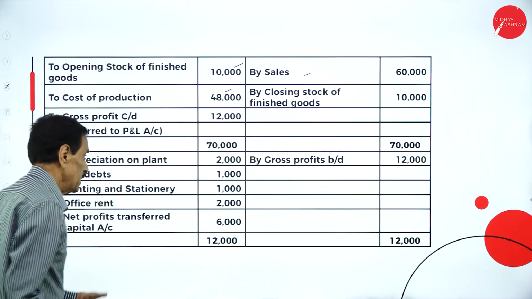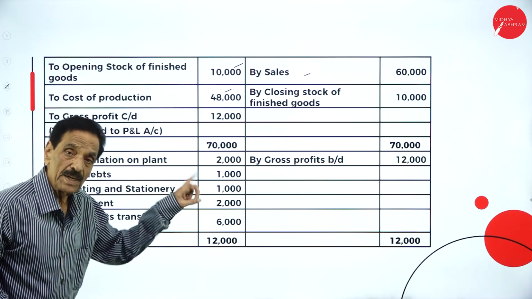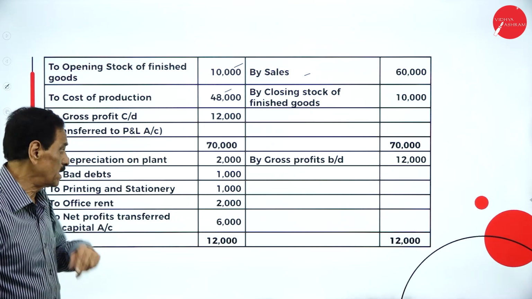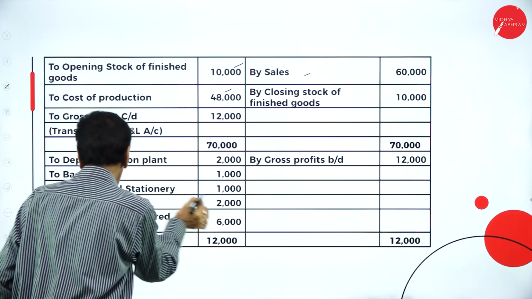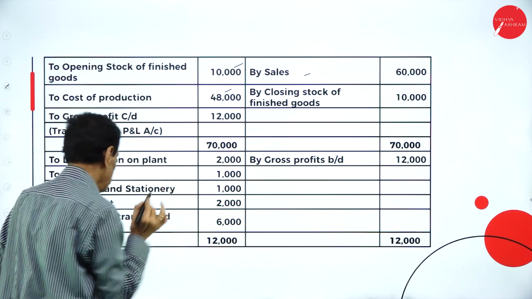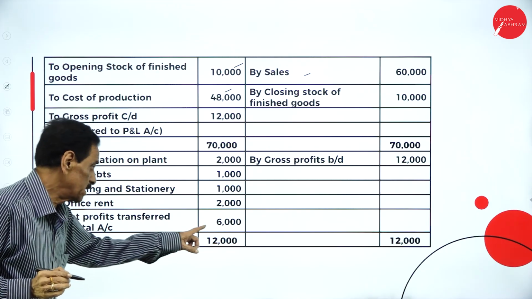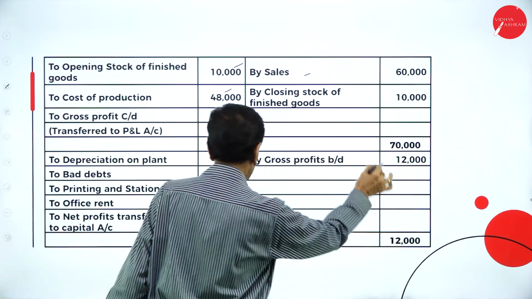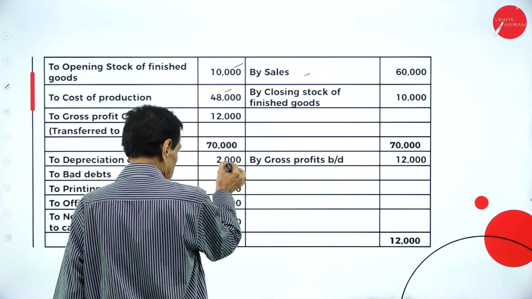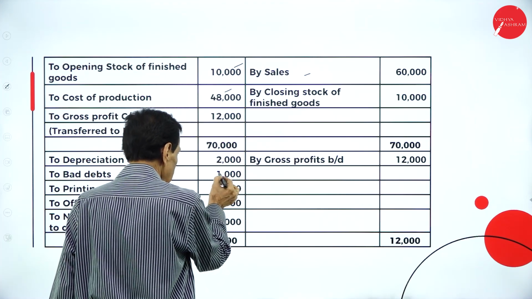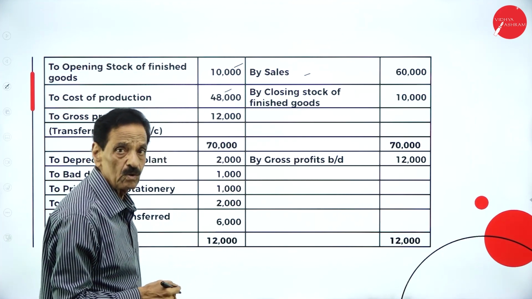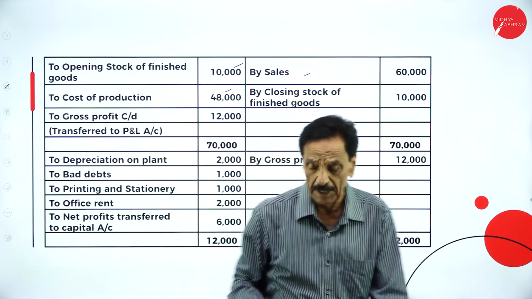Now all the expenditure: depreciation on plant, put it here or in the manufacturing account. Then bad debt is a loss. Printing and stationery is an expenditure. Office rent is an expenditure. What is the difference? Out of this 12,000, deduct this 2 plus 3, 4, 3, 4, 6. 6,000 is the difference, which is the net profit.